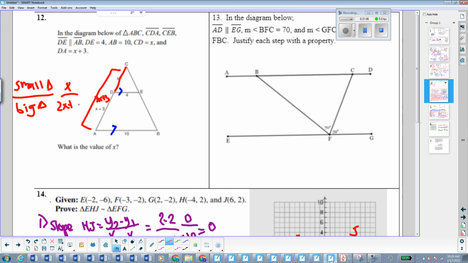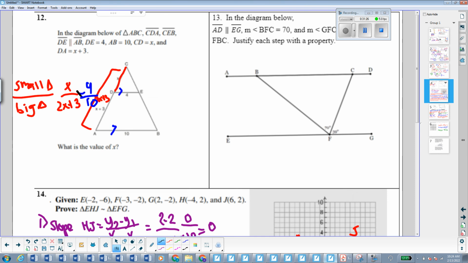So I'll put that over here over 2X plus 3. That's equal to, I'm going to take another side from the small triangle. DE is the only other side from the small triangle that we have information about. So that's 4 over the corresponding side to DE from the big triangle, which is AB, which is 10.